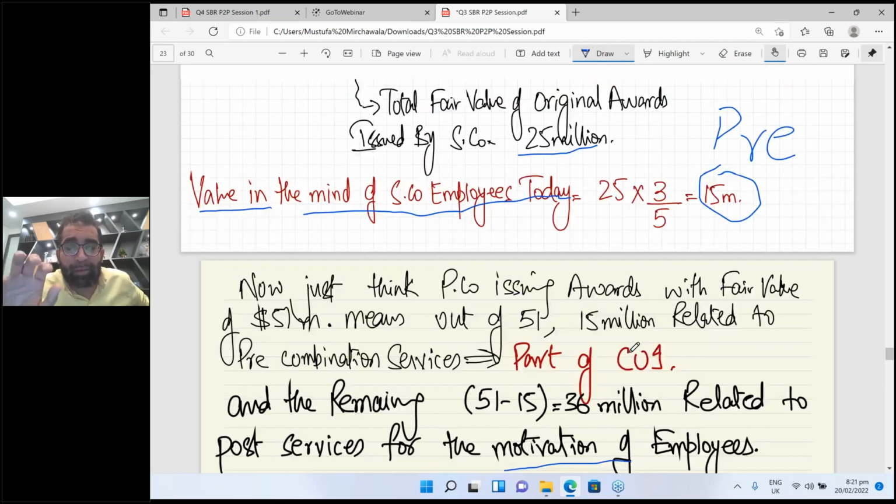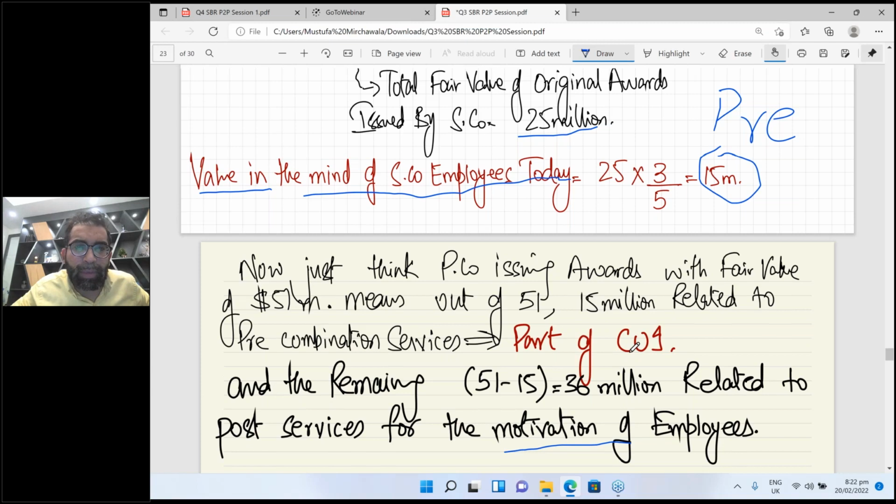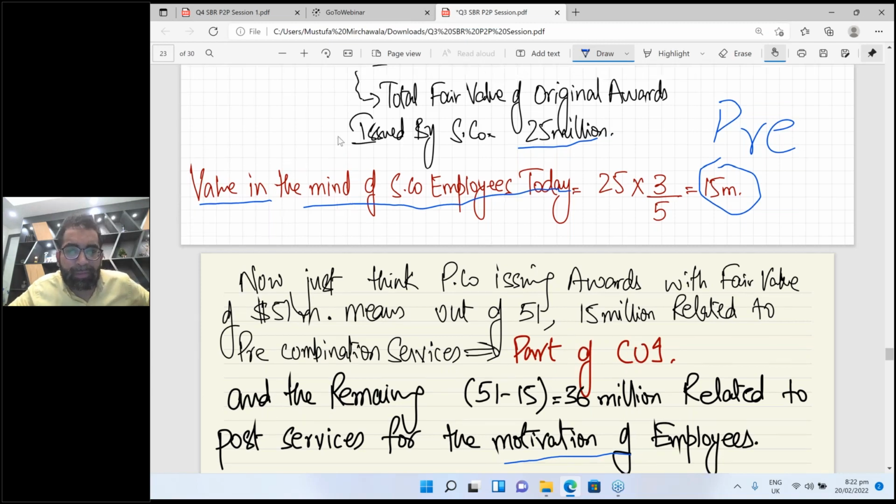Wait, I will show you the typed solution as well. Did you understand this part? If yes, then please tell me. Okay, you people are great people.